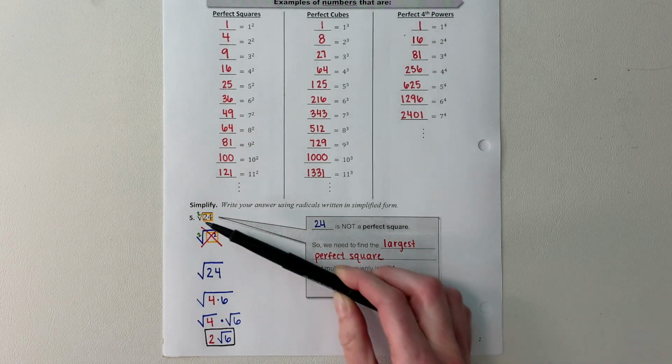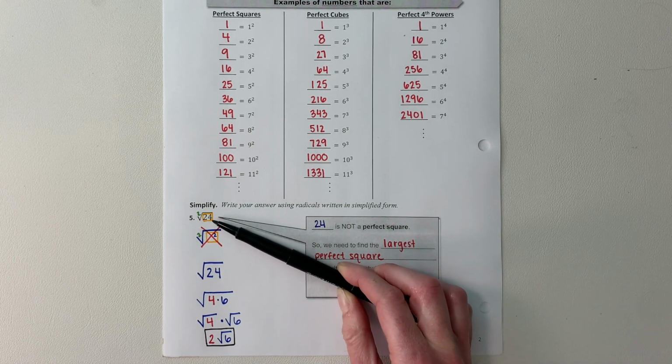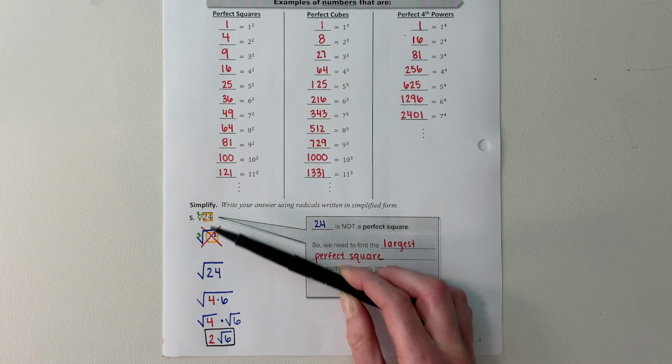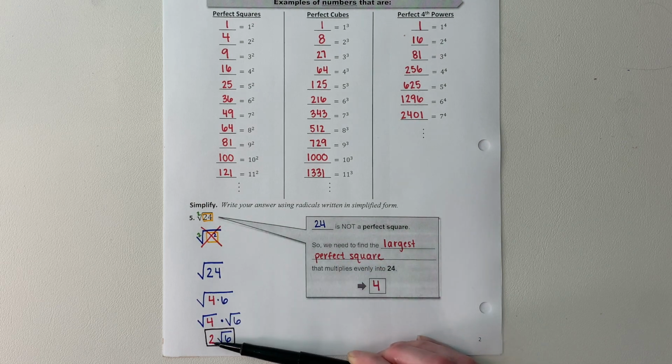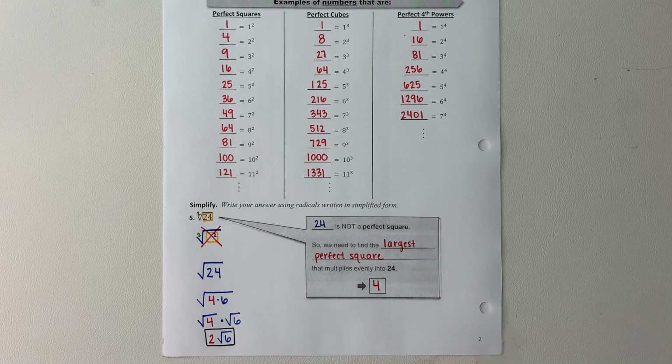So when we're simplifying square roots, first check to see if your number is a perfect square. If it's not, you want to pull out the largest perfect square that you can from that radical.